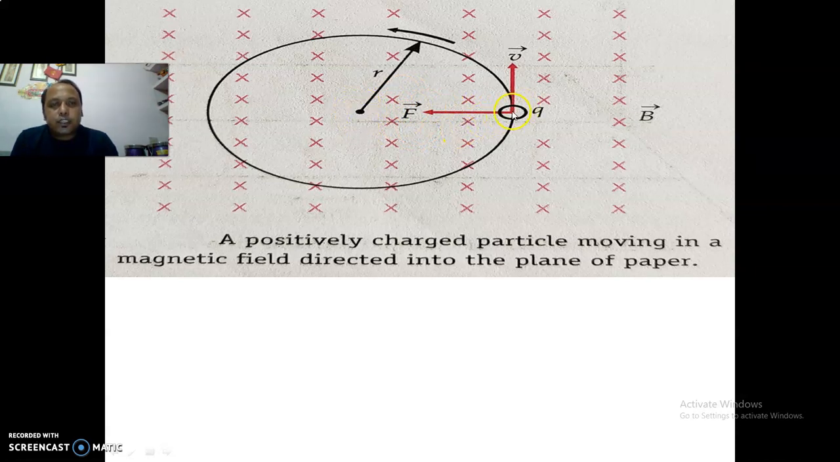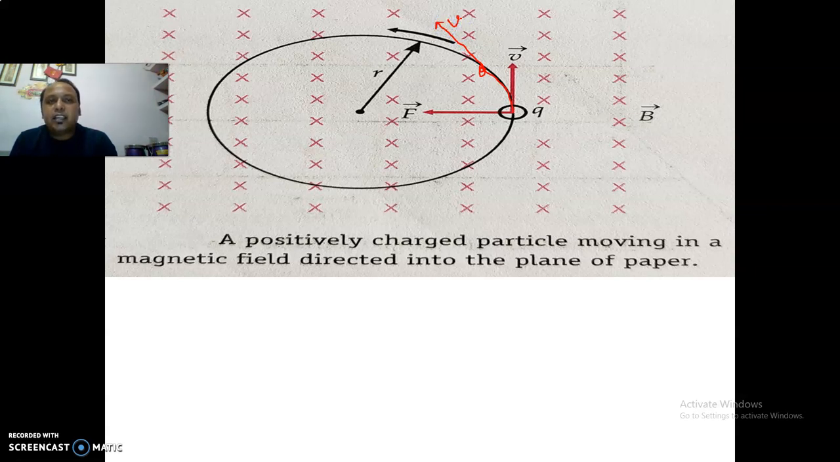Now because of this, you will find that the charged particle will not move in the direction in which it is supposed to move, but the path will be curved. Now suppose the charged particle is here, and at this point you want to represent the velocity. So velocity will be given by a tangent.